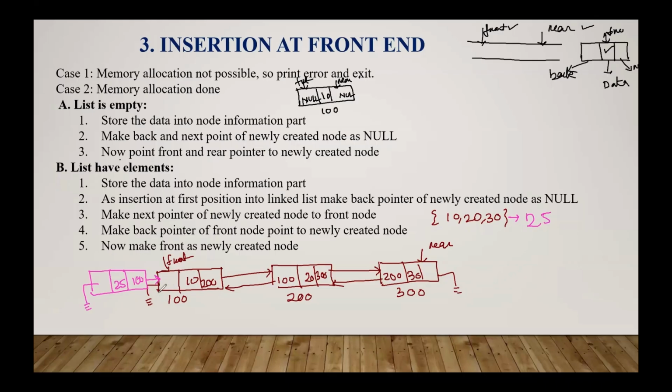Front and back are right now null. If I store this address, for example 400, now I store the 400 address. Now the connection is established to this node. So now both connections, the forward connection as well as the backward connection, are established.